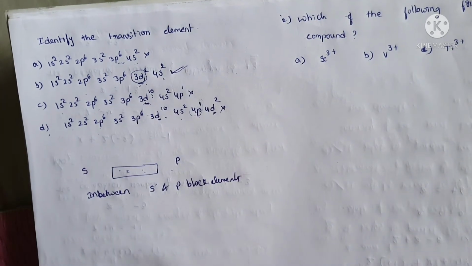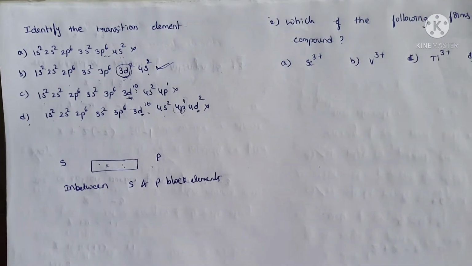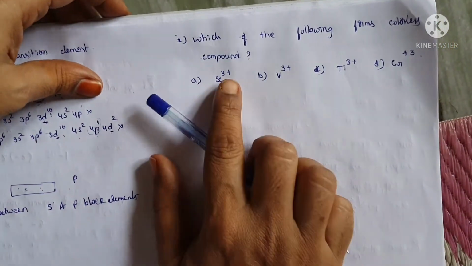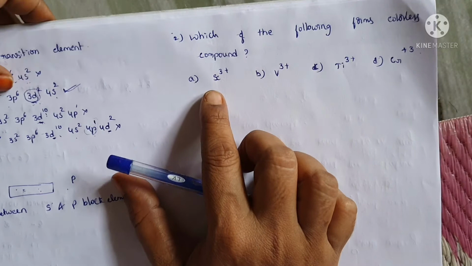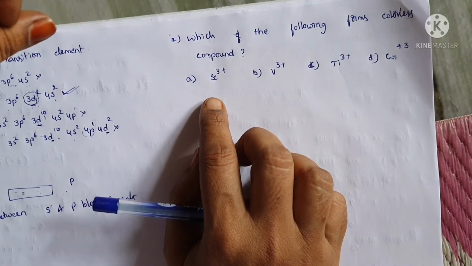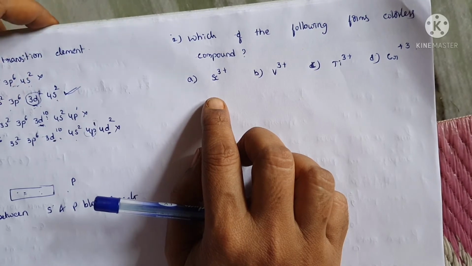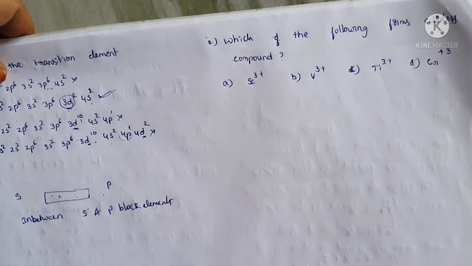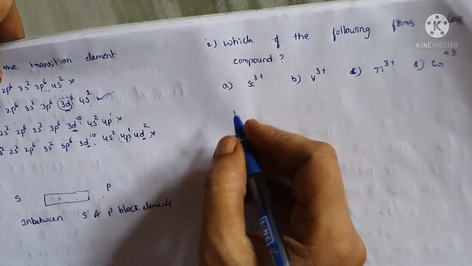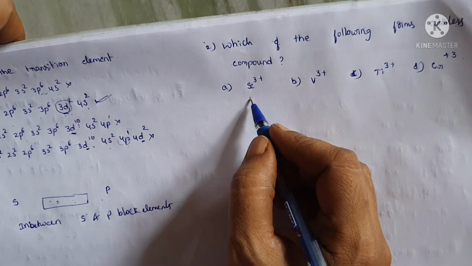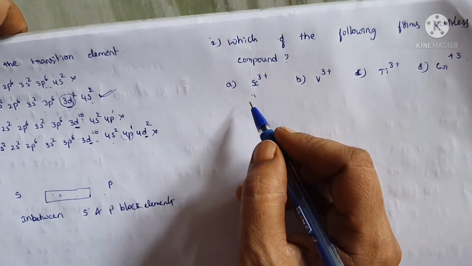And the second question is, which of the following forms colorless compound? Maximum d orbital elements exhibit colors due to their free electrons or unpaired electrons. First of all, we will write the electronic configuration for these ions and we will check whether they exhibit color or not.